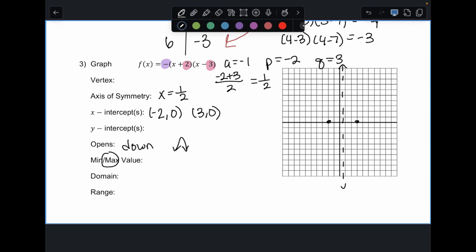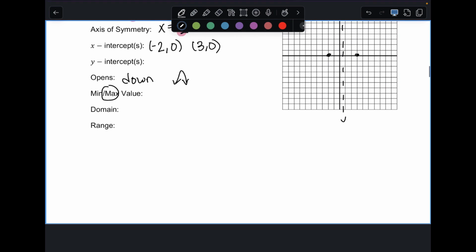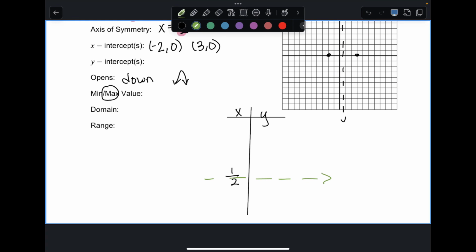What's the x coordinate of my vertex? 1/2. It's the same. If you want to highlight them to show that they're the same, and that's where I'm getting that from, that works. Okay, I need to find the y coordinate. The only way I can find the y coordinate is to do what? Yep, the table. We plug it in and we see what we get. So I'm going to set up my table, x and y. 1/2 is my vertex here. Again, I'm just going to draw a little line through it so I know it's my vertex and I know I'm reflecting over it.